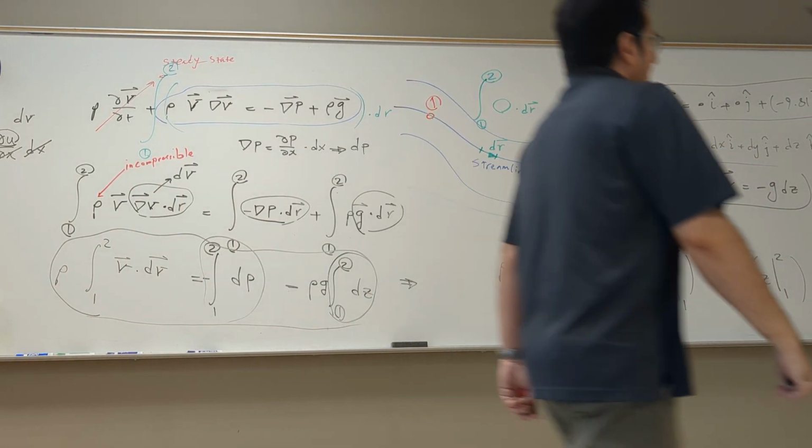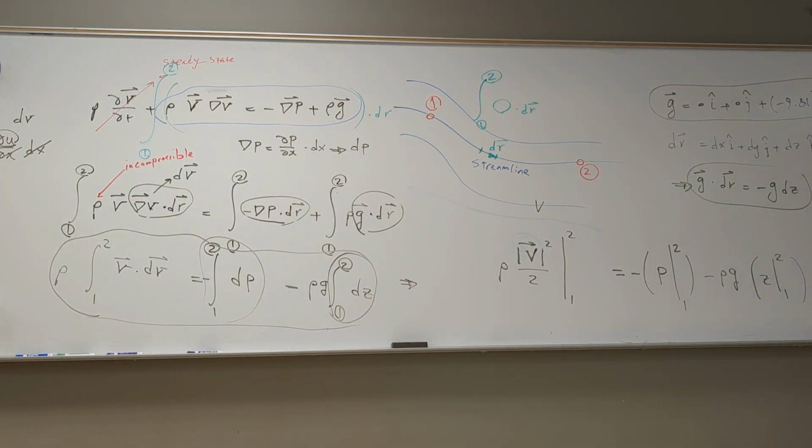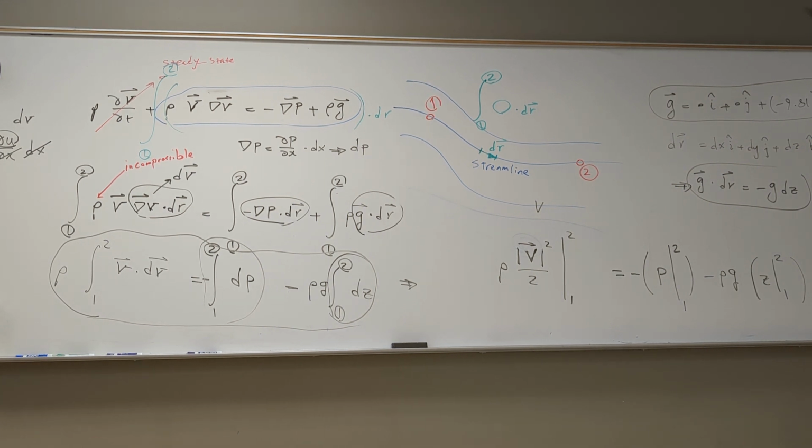Now look, bring all the 2's to one side and take all the 1's to the other side. So you get what? 1/2 rho V2 squared plus P2 plus rho g Z2 is equal to what? 1/2 rho V1 squared plus P1 plus rho g Z1. Don't you get this?